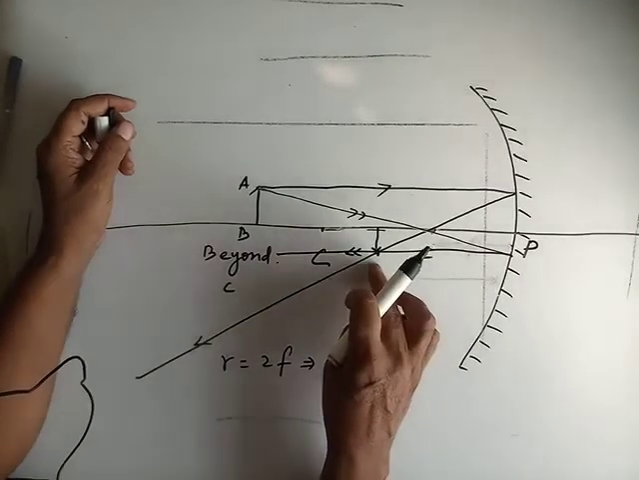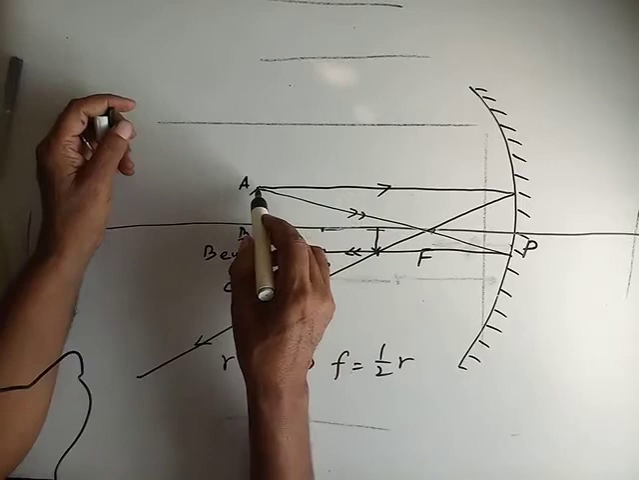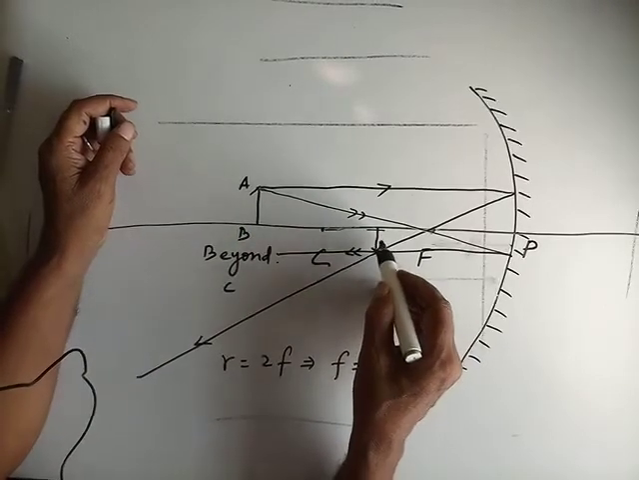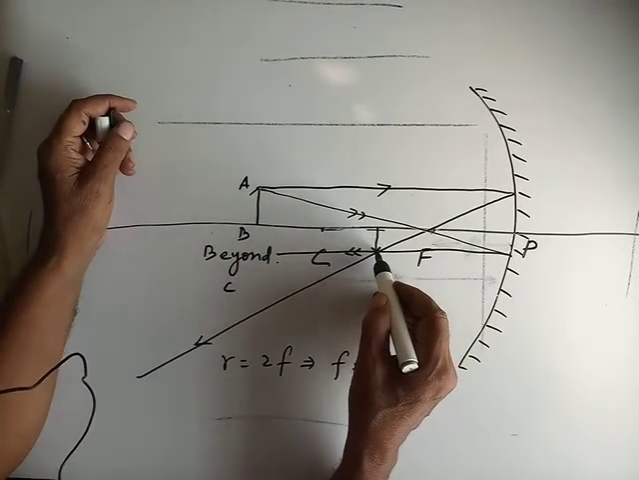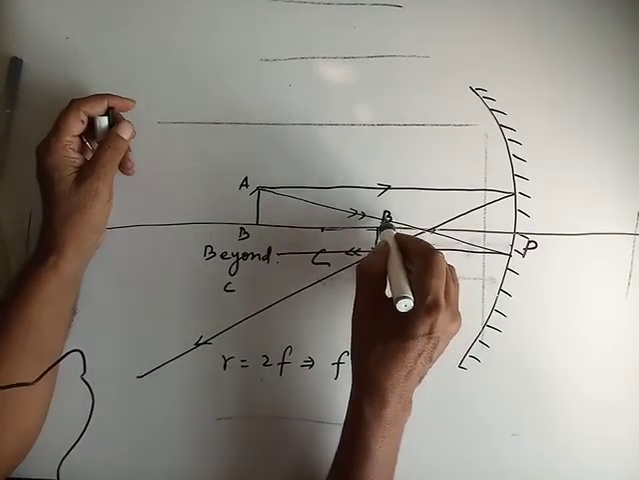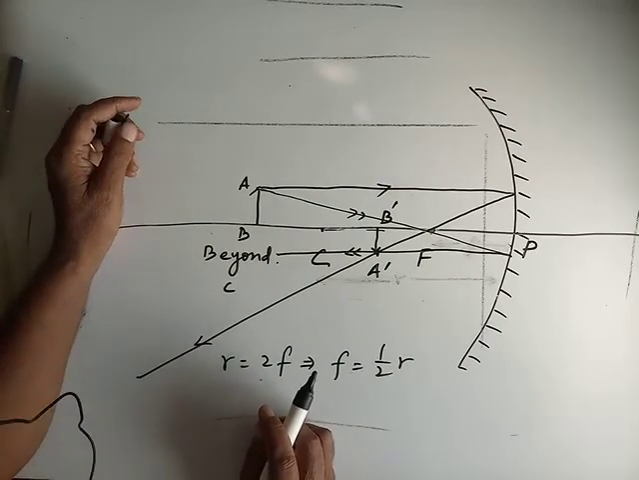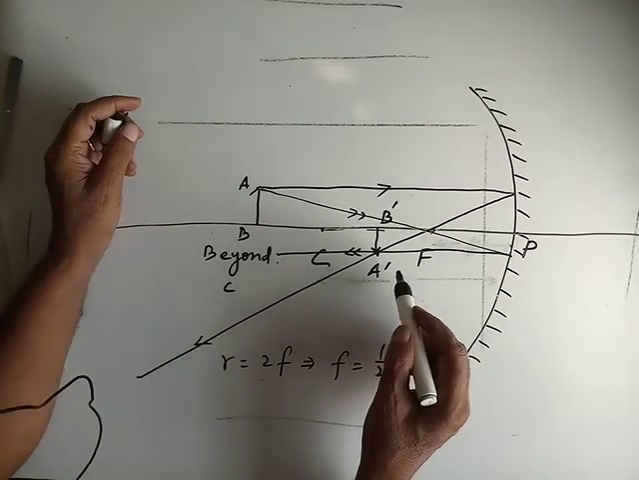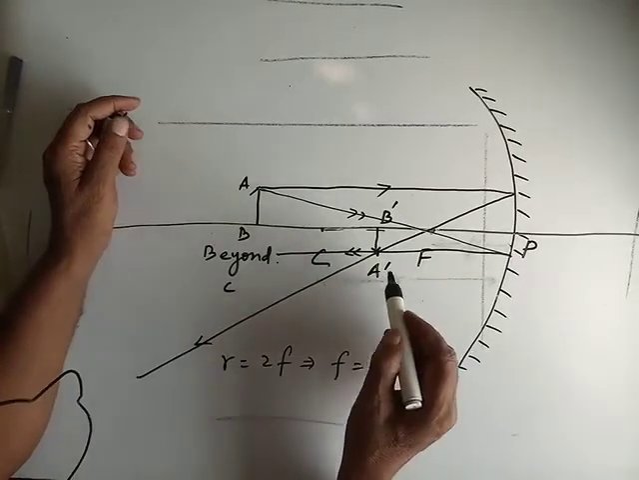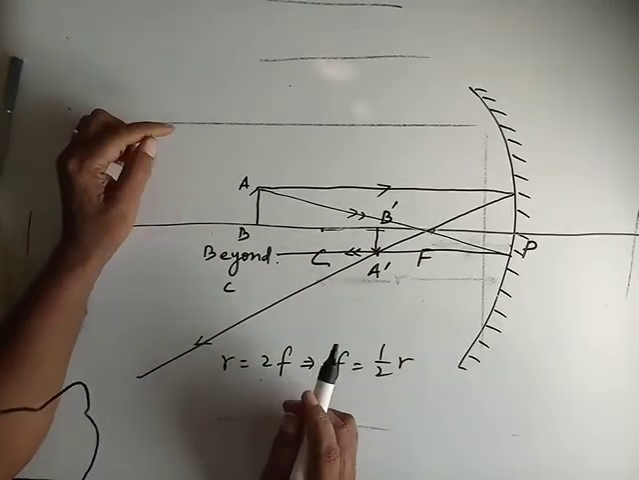When the object is above, the image is below here, and this is the real one. A dash B dash. We usually show the image by putting dashes here. A dash B dash means the image of AB.